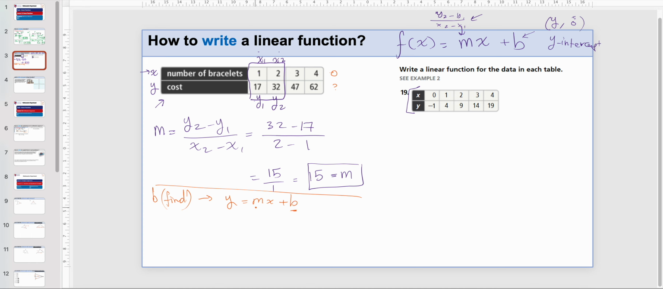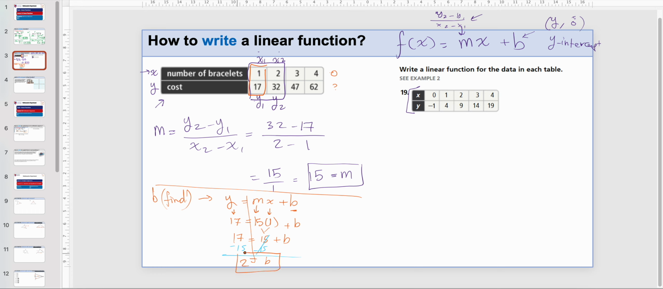B is unknown, but m I know it as 15, and x and y can be any value. I'm going to select the first point, x1, y1. 1 is x, and y is 17. B is unknown, write it as b as it is, and start solving. So here 15 times 1 is 15 plus b equals 17. Cancel 15 from both sides, so you have to do minus 15 from both sides. And now you will have b as 17 minus 15 is 2.